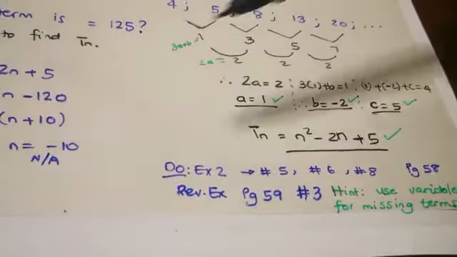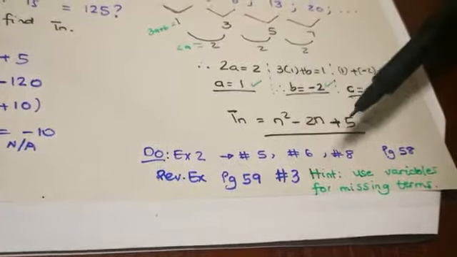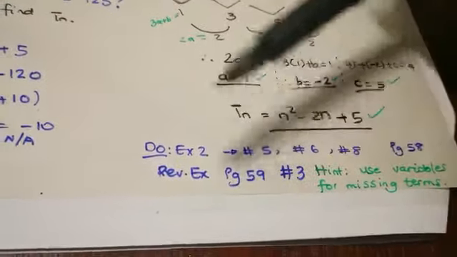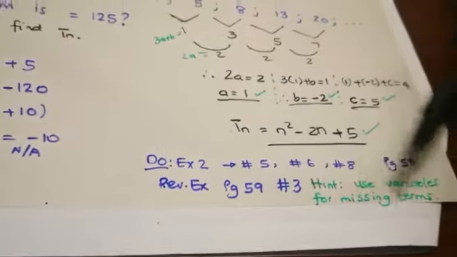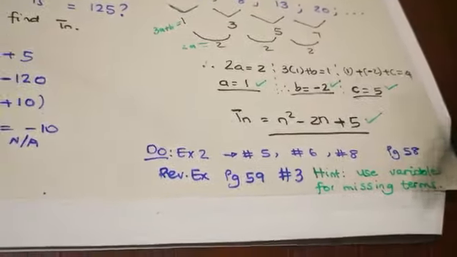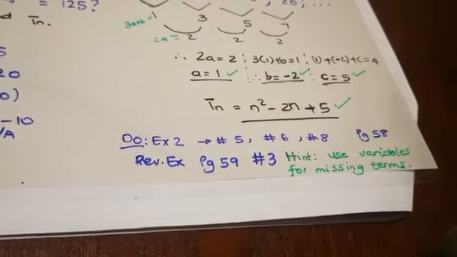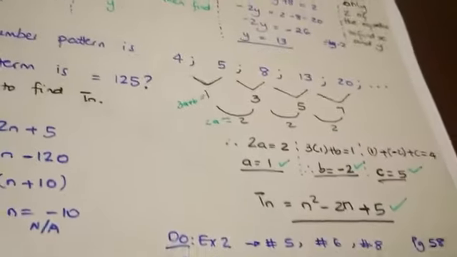Okay, so please do exercise 2, numbers 5, 6, and 8, and then do the revision exercise, only number 3. And then I've given you a hint, just like I said, use variables for missing terms. Right, thank you.